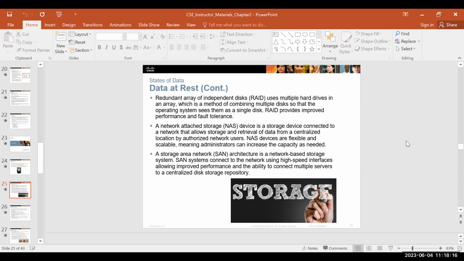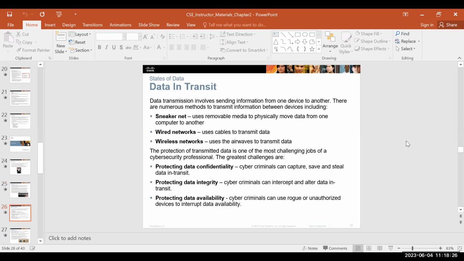Now, all this is to help us understand the technology behind ensuring proper storage systems in a computing environment. Data in transit. Data in transit is data transmission. Data transmission involves sending information from one device to another. There are numerous methods to transmit information between devices, including SneakerNet. What do we mean by SneakerNet? This uses removable media to physically move data from one computer to another.